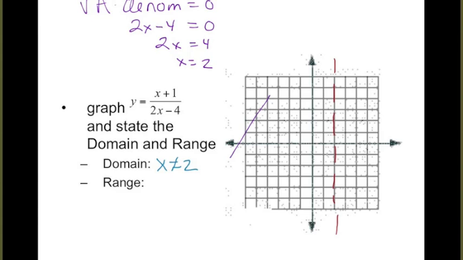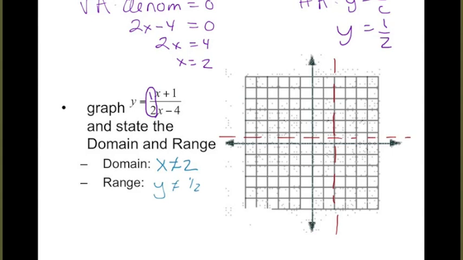The rule for the horizontal asymptote is y equals a over c, where we just look at the coefficients in front of the x's. So we look at what's in front of the x's, which is 1/2. So our horizontal asymptote is y equals 1/2. Add that into our graph. And that also limits our range so that y can't be 1/2.